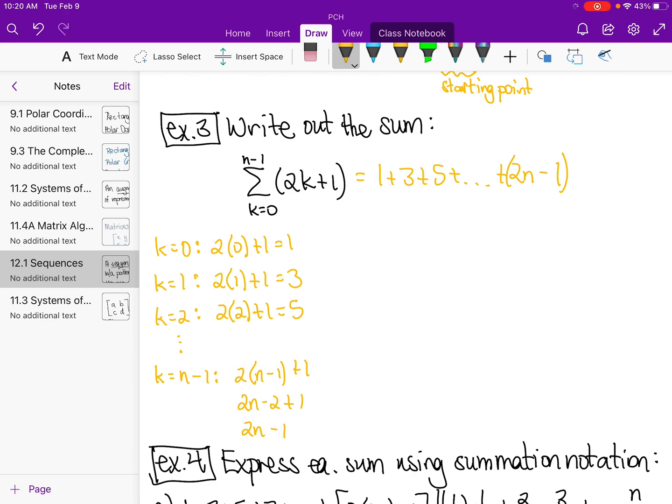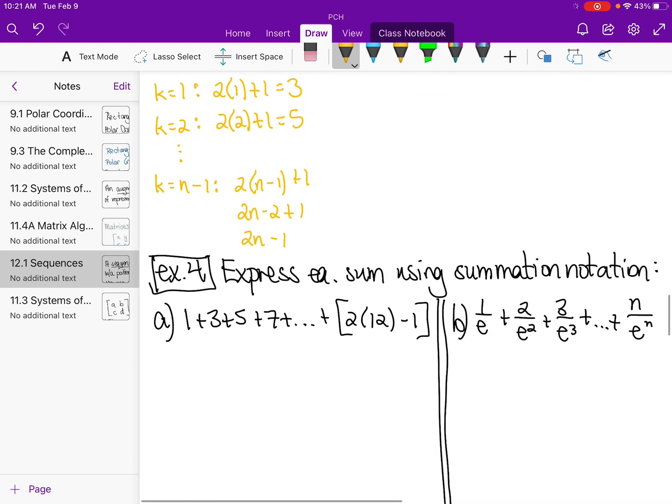This is just adding up odd numbers, 1, 3, 5, 7, 9, and so on, until I get to whatever the n value is that they want me to stop at. So right now I'm leaving it generic, because this is telling me to leave it generic. That could be a number, and then it wouldn't be generic. We'll get to that in a bit.